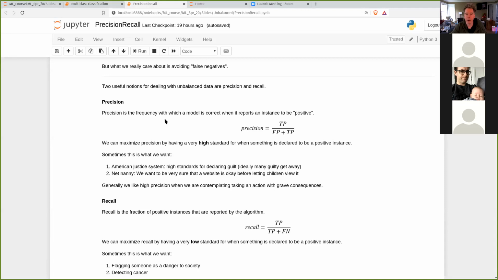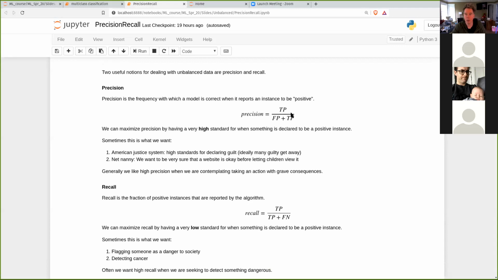Okay, but so precision is, if you say that an instance is positive, the probability that you're actually right. So precision is the frequency with which a model is correct when it reports an instance to be positive. If you want to express that in terms of true positives and false positives, TP here means true positive, FP means false positive. The denominator here is all the times that you said something was positive, and the numerator is all the times that you're actually right.